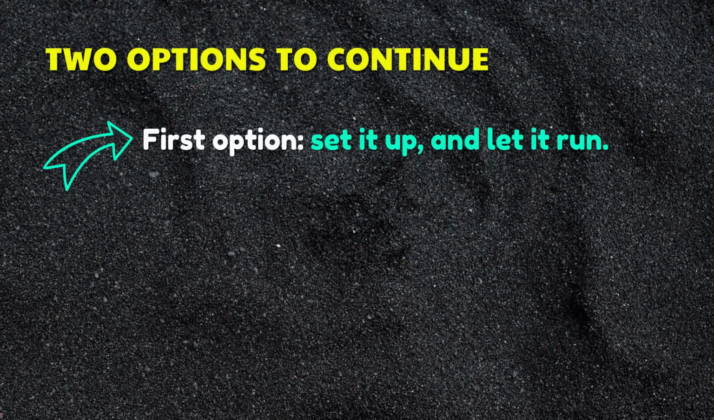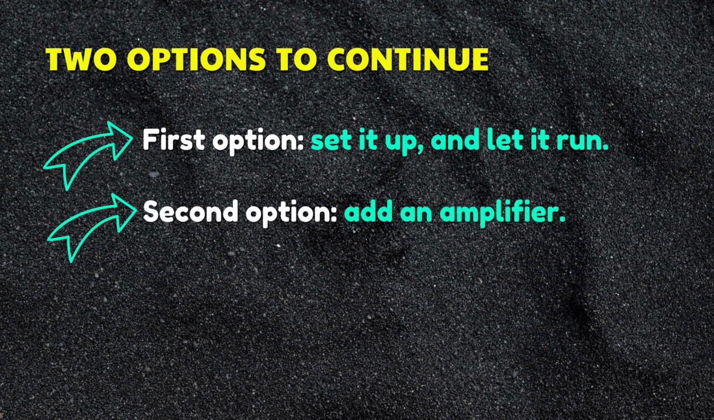At this point, we have two options. The first option is to dowse the amount of time needed for the broadcast to work, set it up, and let it run. The second option is to add an amplifier. An amplifier is used to support the broadcast by adding extra energy to the treatment. In simple terms, it may help reduce the amount of time needed for the work.